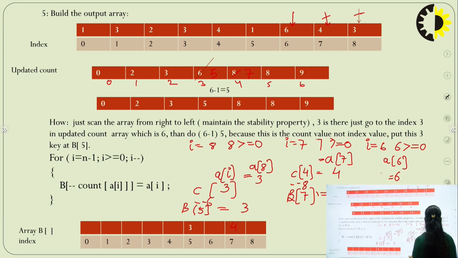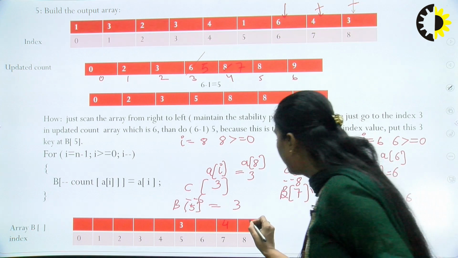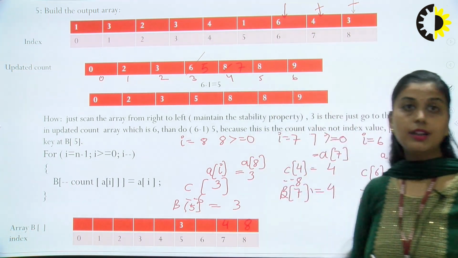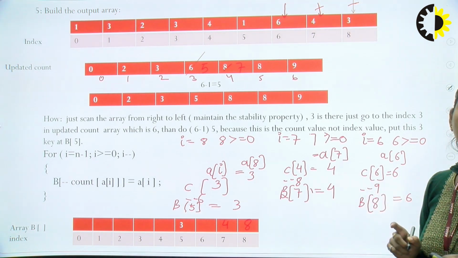A of 6 is 6 in count. C of 6, what is C of 6? Which is 9, and decrementing this 9 makes 8 in B. So we can say the value 6 is going to be placed at 8, right?